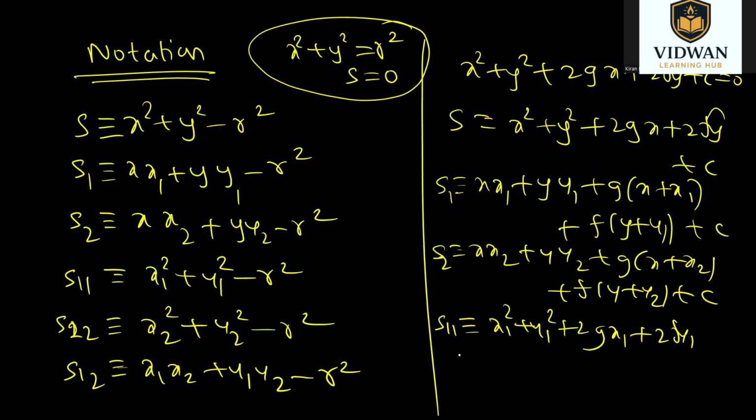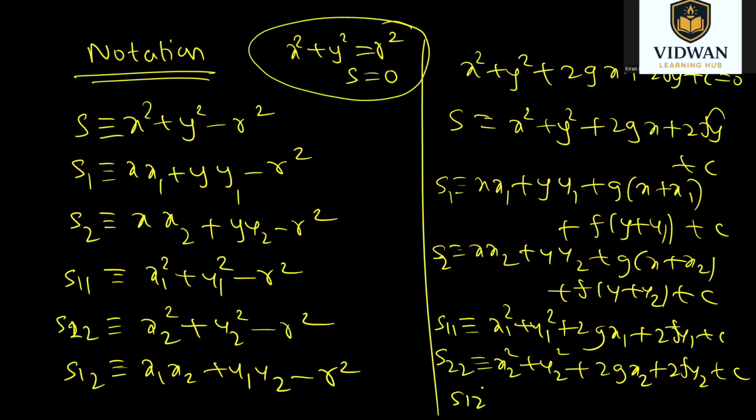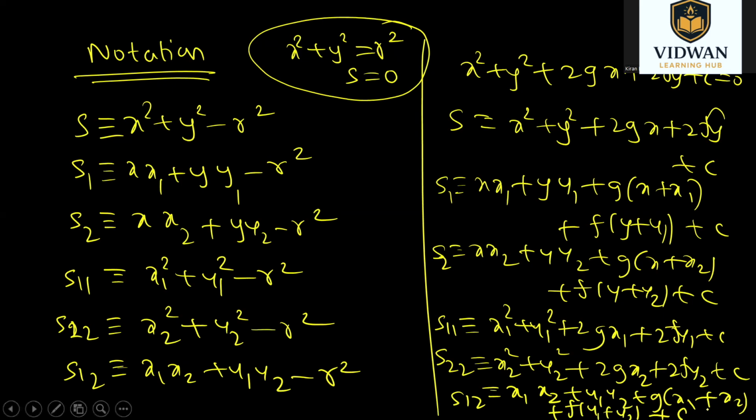This is called S11. And if it is S22, then it is x2 square plus y2 square plus 2gx2 plus 2fy2 plus c. This is the meaning of S22. And if it is S12, write x square as x into x, write one x as x1, other x as x2. Like that, y1 y2, g into x1 plus x2, plus f into y1 plus y2 plus c. This is called S12. So this is the notation used for the general circle and the circle with center at origin. This also you can refer to as S equal to 0 in short form for the general circle.